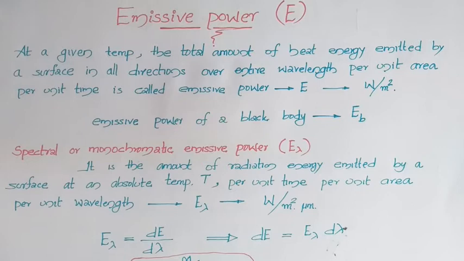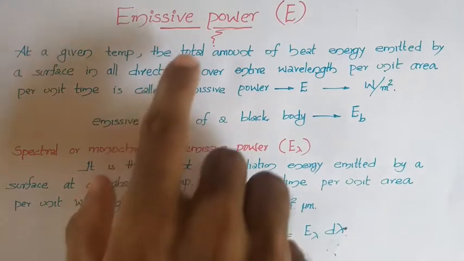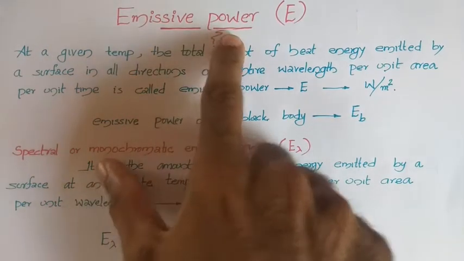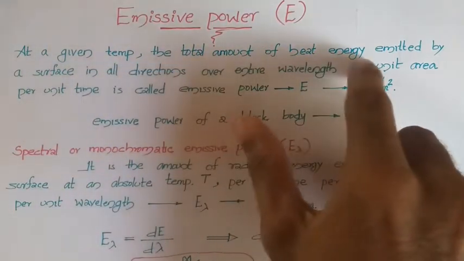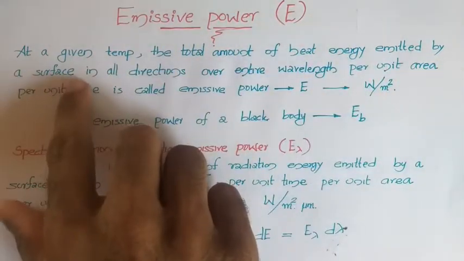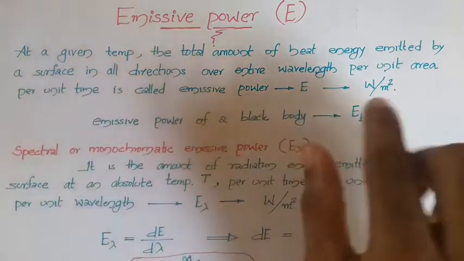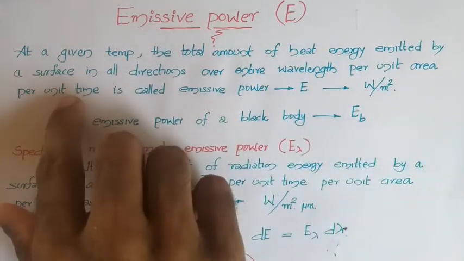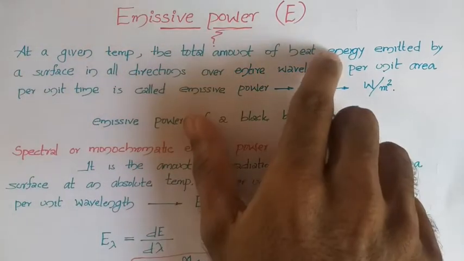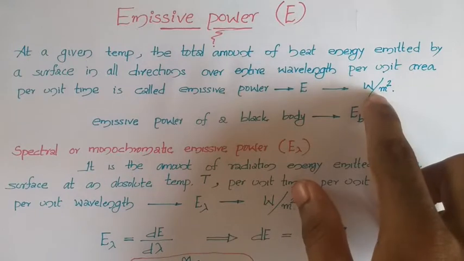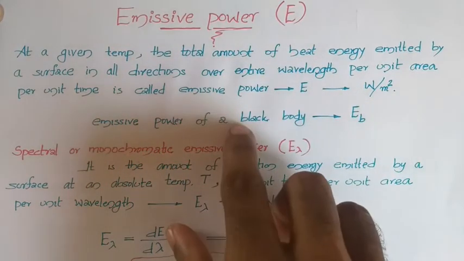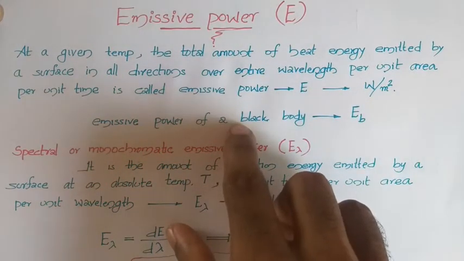We know that all bodies at a temperature above 0 Kelvin will be emitting energy, and the energy emitted is measured by a quantity known as emissive power, represented by capital E. The emissive power is defined as the total amount of heat energy emitted by the surface in all directions over the entire wavelength per unit area per unit time. So the amount of energy is joules, per unit time makes it watts, per unit area makes it watts per meter square.